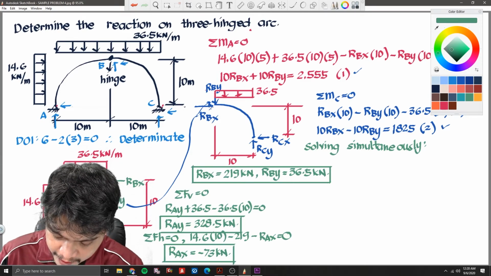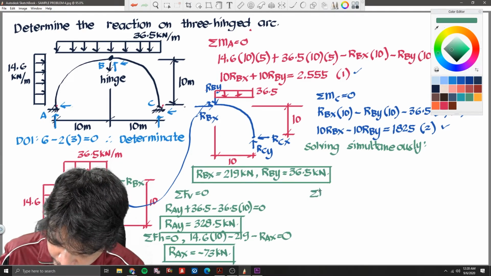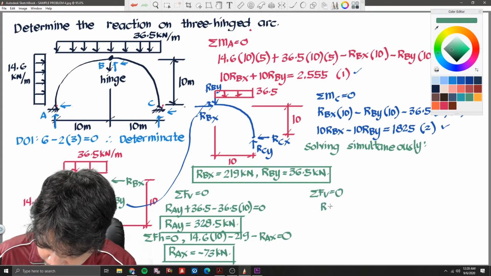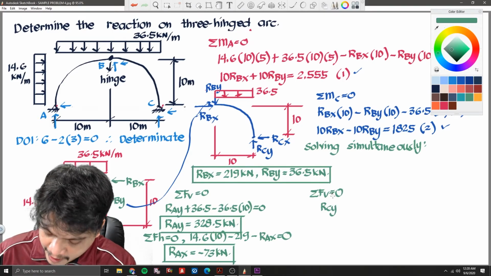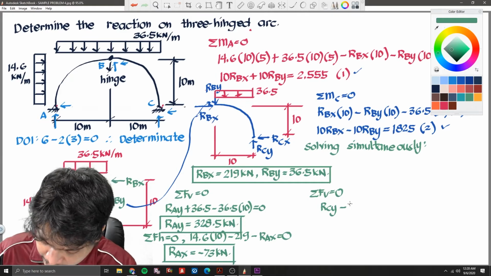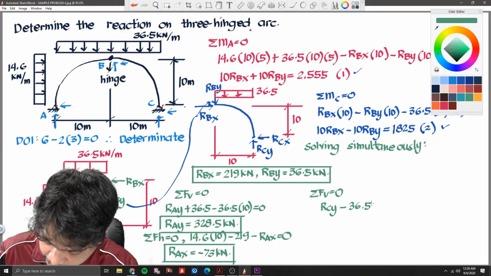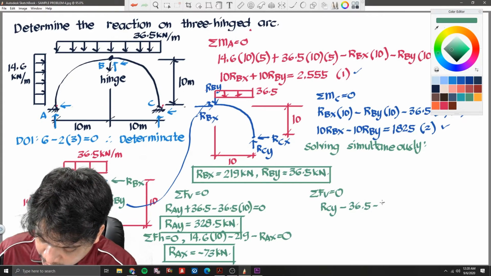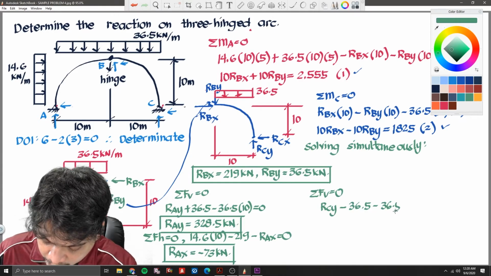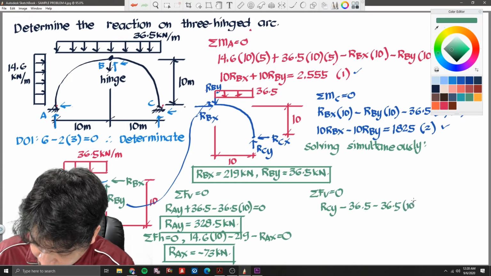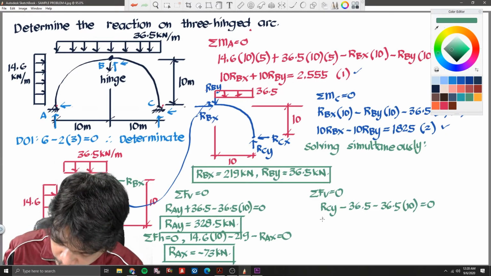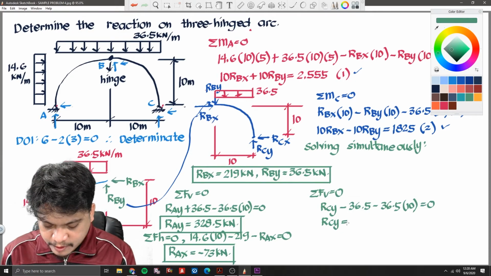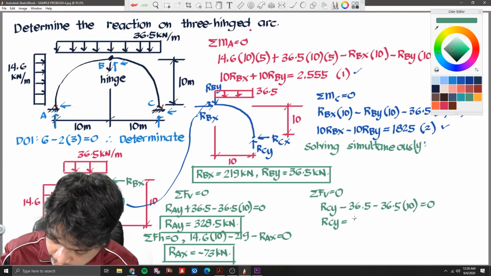So, using this free body diagram, pwede rin akong mag-summation forces vertical equal to 0. So, this time, meron akong RCY. Okay, na pataas. And then, kaya lang meron akong RBY na pababa. So, that's negative 36.5. And then, yung aking vertical, so that is negative 36.5, multiplied by 10. And that's equal to 0. So, you will now have the RCY equal to 36.5 plus 36.5 times 10. So, that's 401.5 kilonewton.